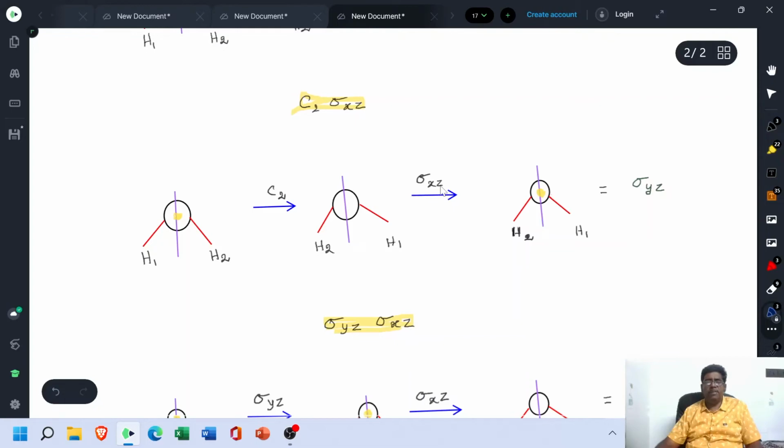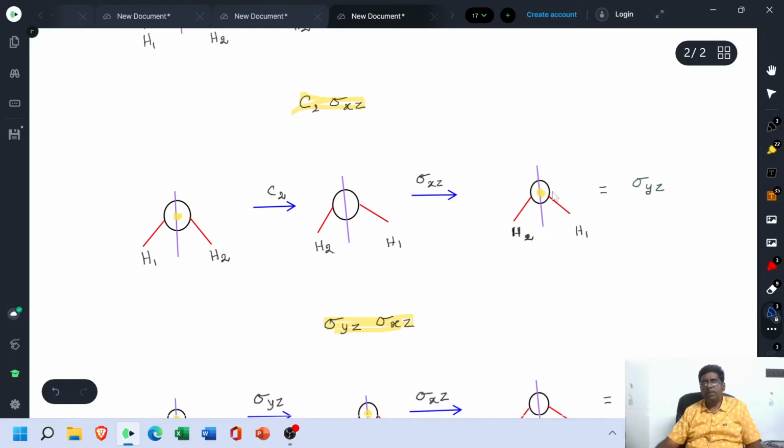Sigma XZ means reflection through the molecular plane, that is the horizontal plane. If you carry out the reflection operation through the horizontal plane, there is no change in the position of the hydrogen atoms. However, the phase of the oxygen is changed. So this is changed as H2, H1. As usual, H2 and H1 are arrived. Then the back phase is changed as front phase.